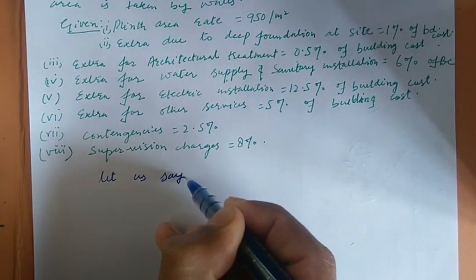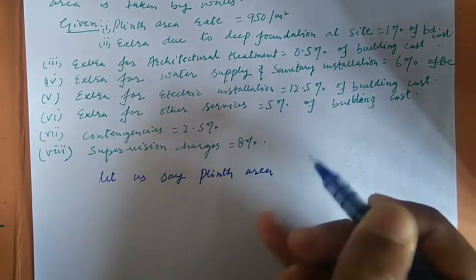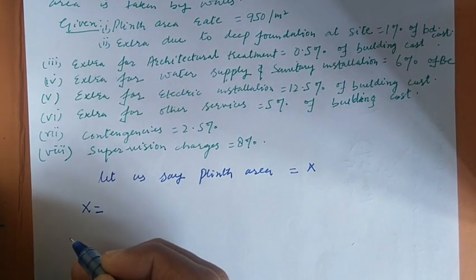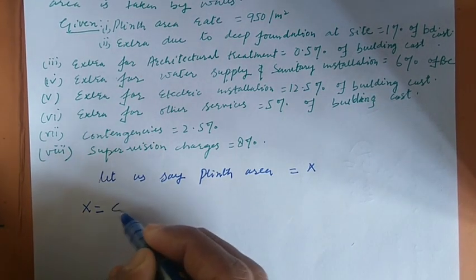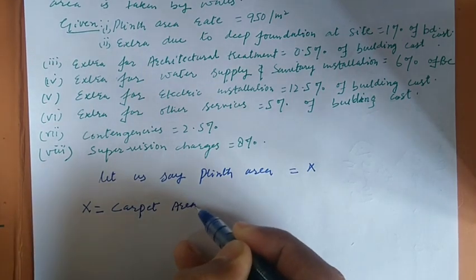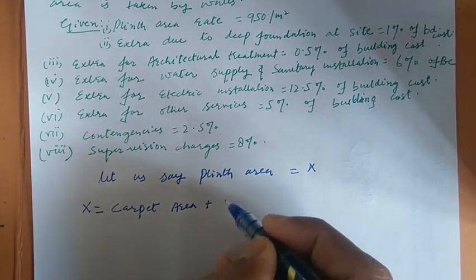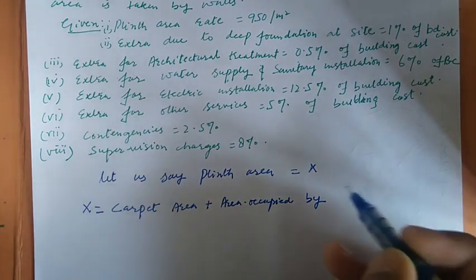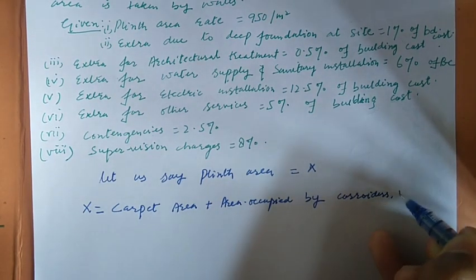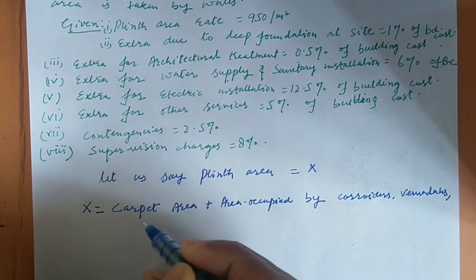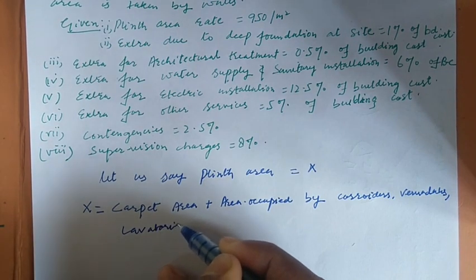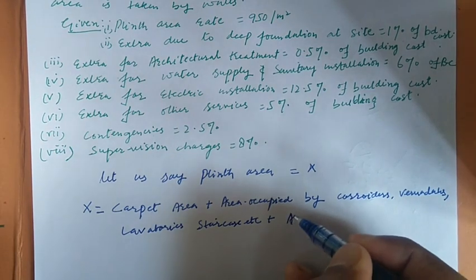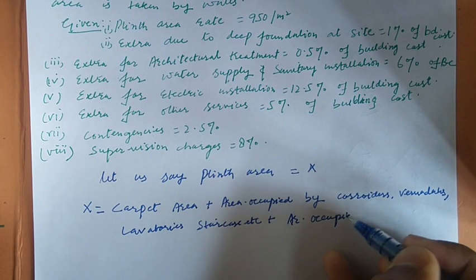Let us say plinth area is equal to x. So this x will be equivalent to, first of all, the carpet area. It will include all the area occupied by corridors, verandas, lavatories, staircase, etc., plus the area occupied by walls.